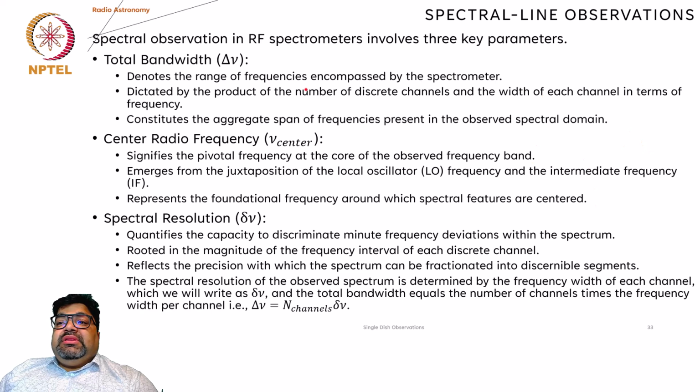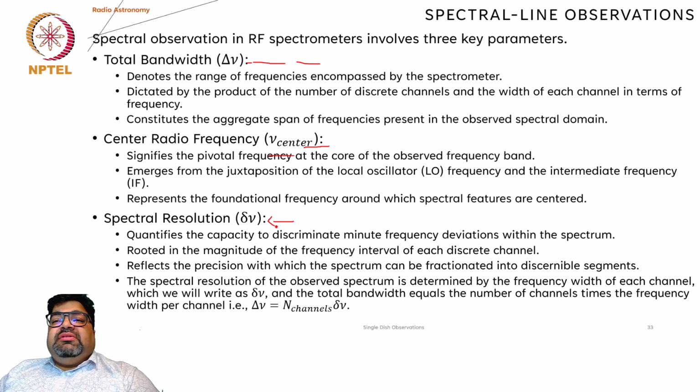Then the spectrometer has to be configured, and the bandwidth of observation is important. The central frequency has to be tuned, because the location of the spectral line which you propose to target has to be in the center of the band, and the spectral resolution has to be such that you resolve the entire spectral line into several channels.